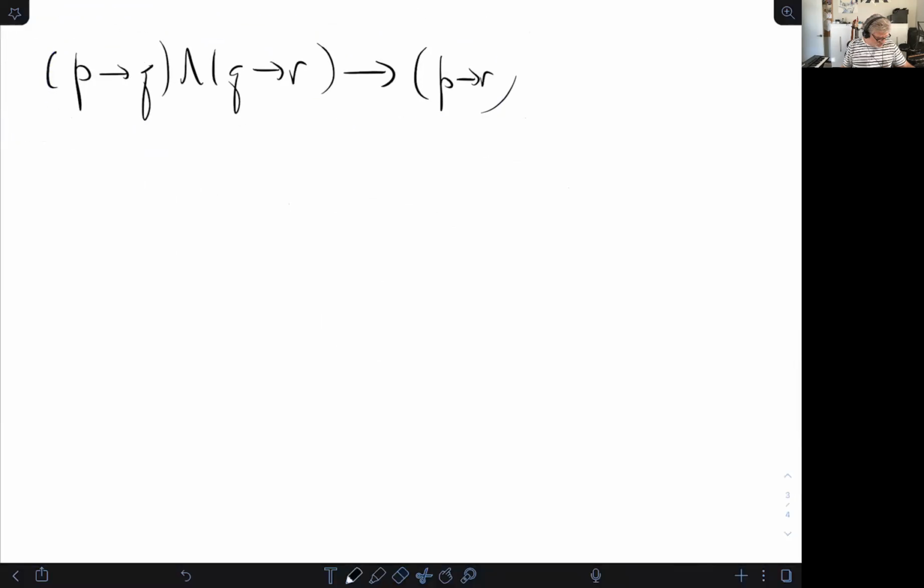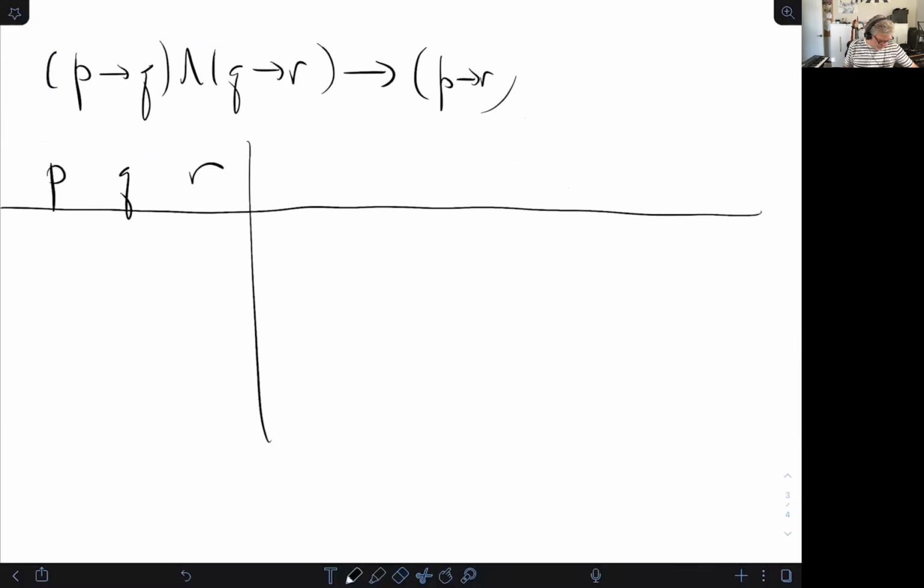Okay, so let's do our truth table. 3 variables P, Q, R, like this. P implies Q and Q implies R implies P implies R.